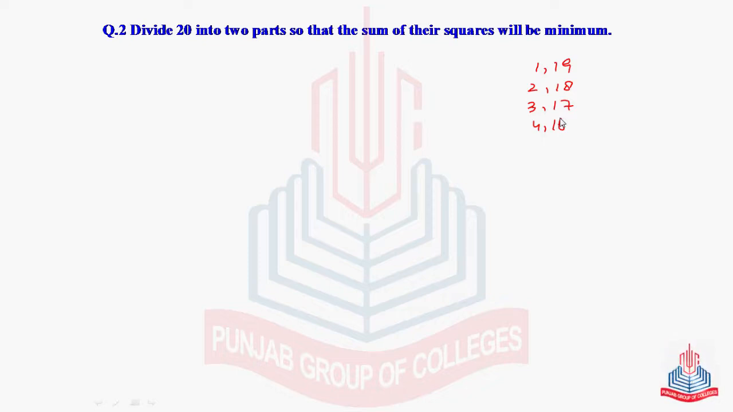Means 1 square plus 19 square, 2 square and 18 square. So we have to make this result or this result, and similarly onward, which makes a minimum value. So again we take help of the maxima minima theory. So let me start our solution.